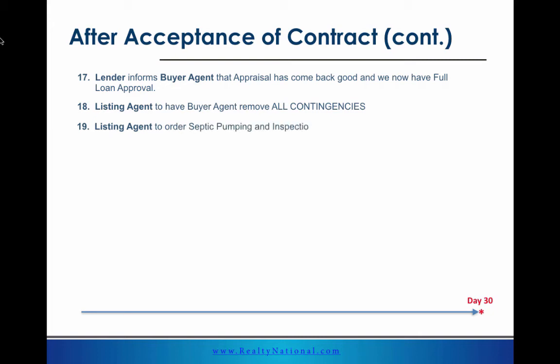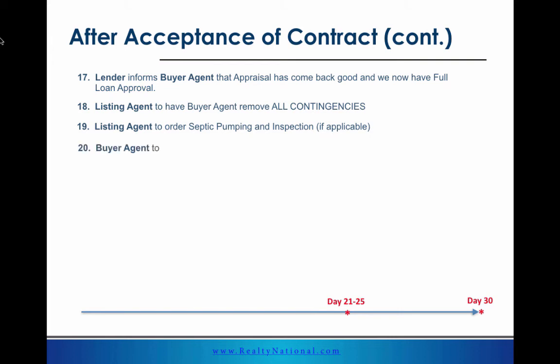If you're a listing agent on a property that has a septic system, you want to make sure to wait until all contingencies have been removed before ordering septic pumping and inspection. We do this to protect the seller. If there are still contingencies in which the buyer can cancel, the seller could be forced to pay for pumping all over again with a new buyer if too much time has gone by between buyer cancellation and obtaining a new buyer. This would typically be done between days 21 and 25.